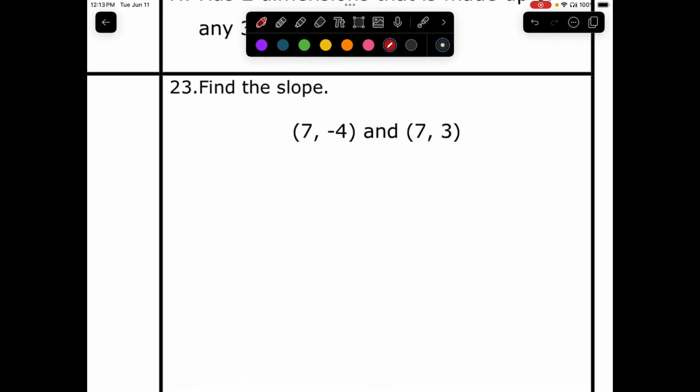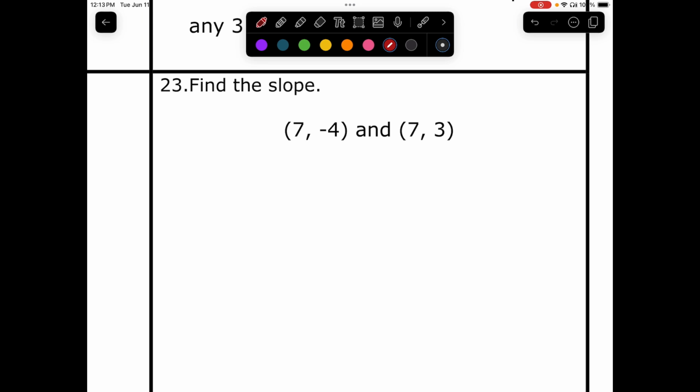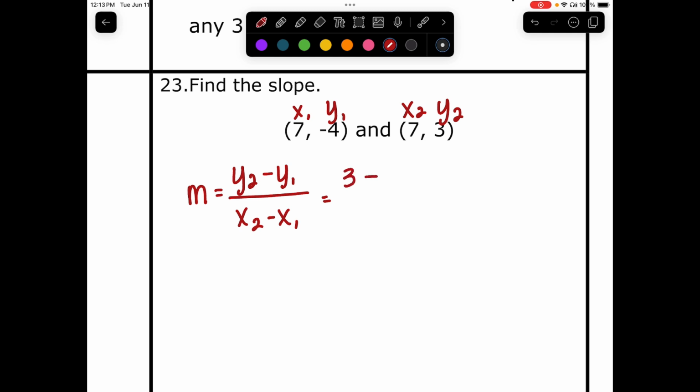All right, number 23, to find the slope. Don't forget we're going to do y2 minus y1 over x2 minus x1. If you want to label, go ahead and do that. It can help. So that means y2 is 3, y1 is -4.